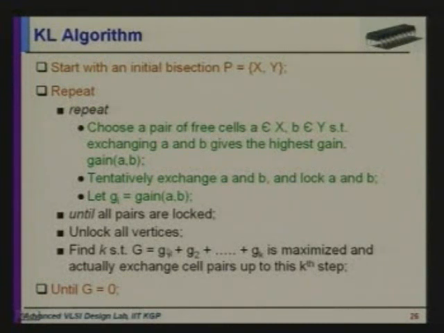Because let's say I have a situation where G1 and G2 give me positive gain, G3 gives me negative gain, but G4 again gives me positive gain, so that if I add G1 plus G2 plus G3 plus G4, it gives me a higher gain than just G1 plus G2, even if G3 is negative. So to tackle that, we also exchange vertices that give me lower loss, right? So I go on doing this, but how many passes will I go through? Until I get a pass where my gain is 0, right?